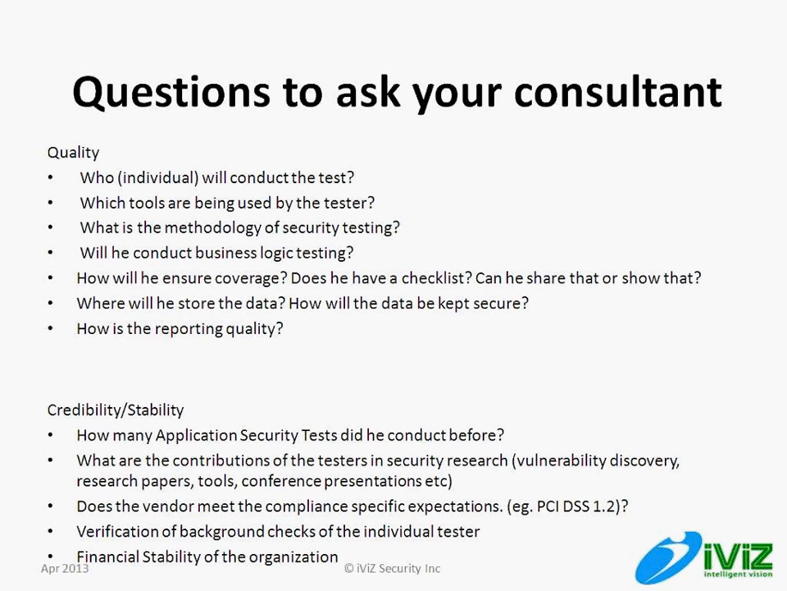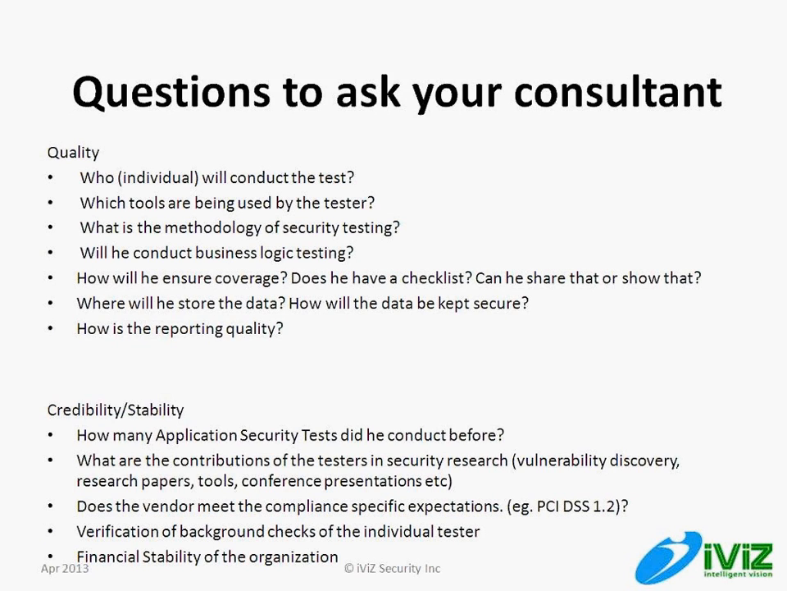The next is the credibility and the stability. So how many application security tests did the person conduct before? Are those applications similar to yours? It's very important that they should be similar to yours. What are the contributions of the tester in security research? I mean, this is very, very important. If there's a guy who has discovered 0-day vulnerabilities before, if he has published research papers, if he has written tools, etc., then that's a great thing. You need guys like that.